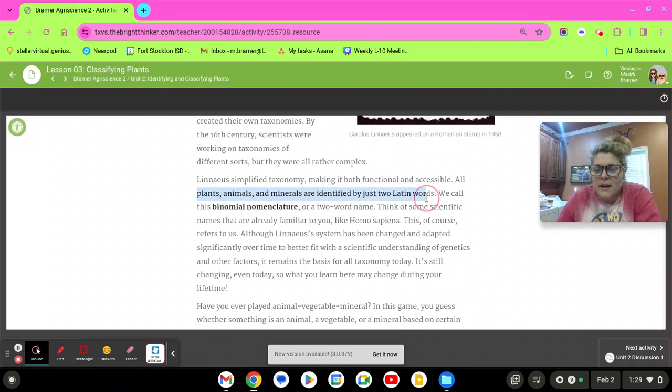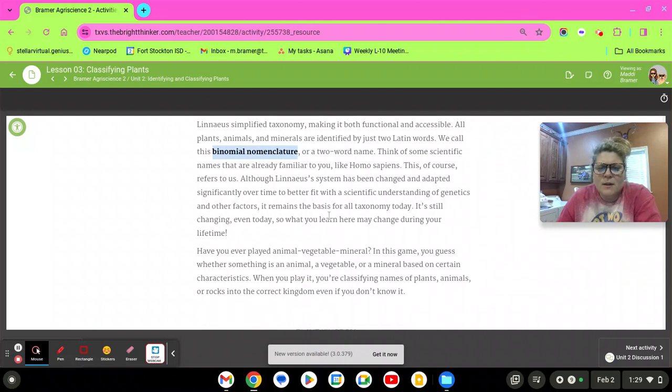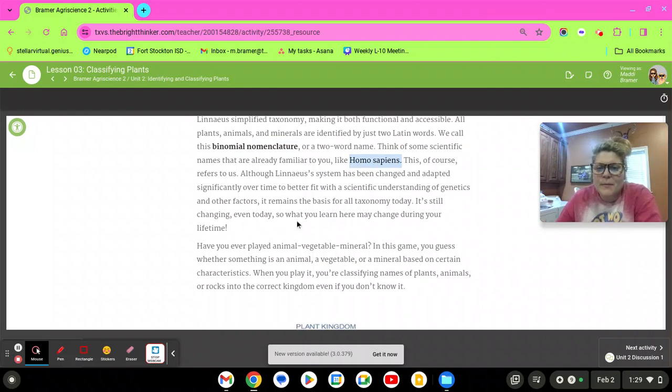So they all identify plants, animals, and minerals by two Latin words, and this is called binomial nomenclature, which is big fancy for two-word name. Bi means two, nomen means name. So two-word name, binomial nomenclature. Think of some that you've seen that are familiar, like Homo sapiens. This refers to humans, but it's two words and it's Latin. So you may not think about that one. Like Bos taurus, that is the scientific name for cattle.